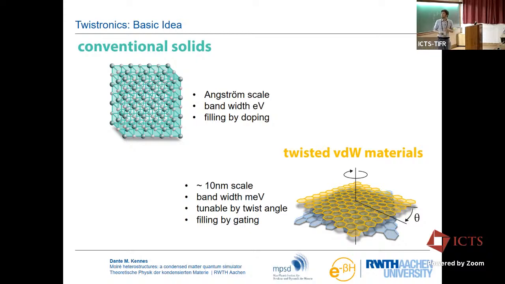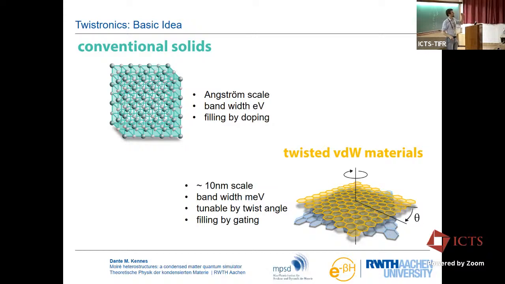So here comes the arena of twisted van der Waals materials, where the difference now is that we have this controllable twist angle, a continuous degree of freedom that defines a new length scale. That length scale, at about 1 degree, is about 100 times larger than the original length scale, so it's now at, let's say, 10 nanometers instead of about angstroms.